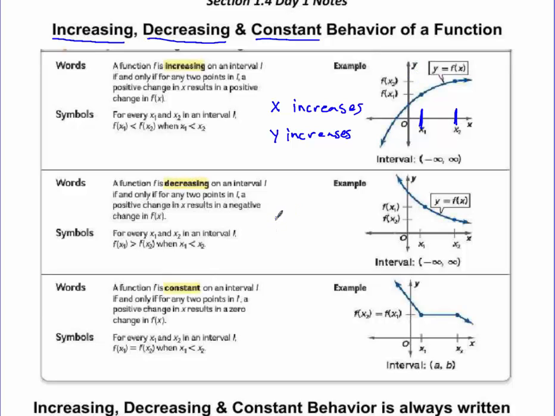Decreasing means that everywhere on the graph as the x increases, the y decreases. So if you look at this picture, the graph to the right, we see that as we move along the x-axis, as we move from x1 to x2, so we increase along the x-axis, the y values decrease. So don't make it more complicated than it has to be. Increasing means x increases, y increases. Decreasing means x increases, y decreases.